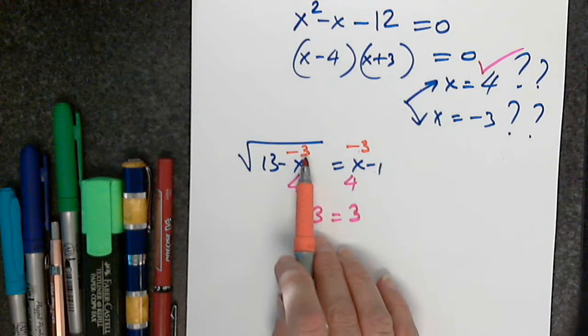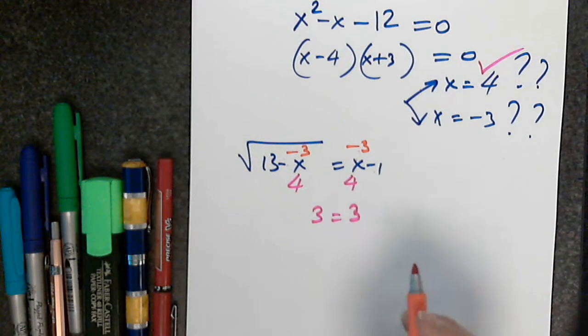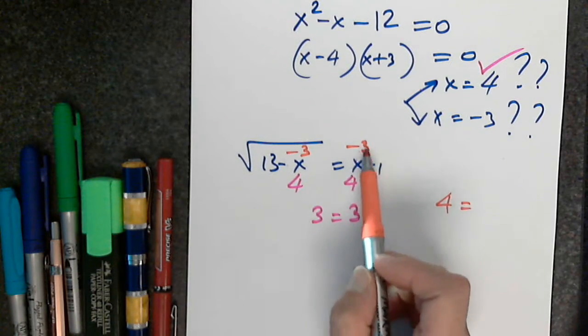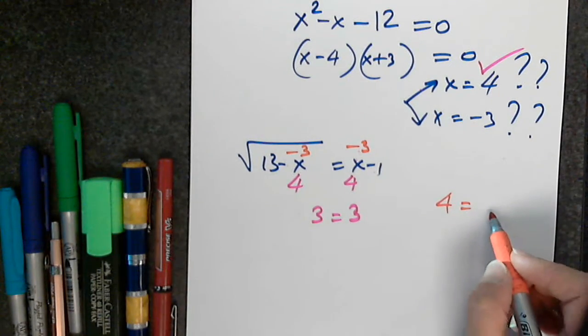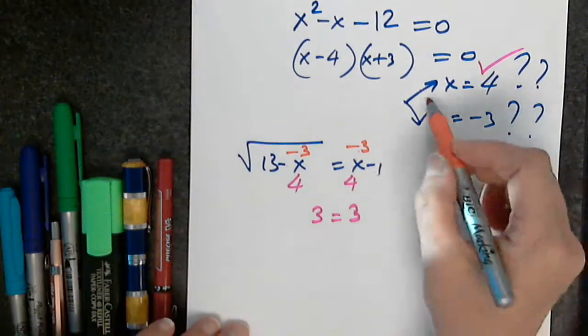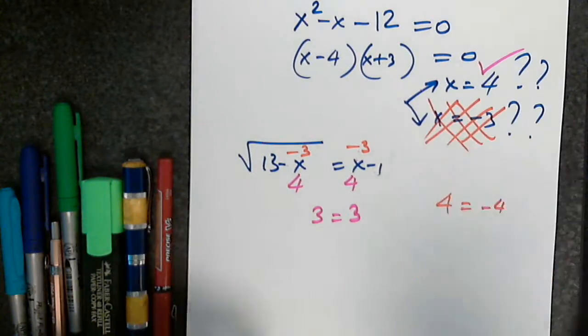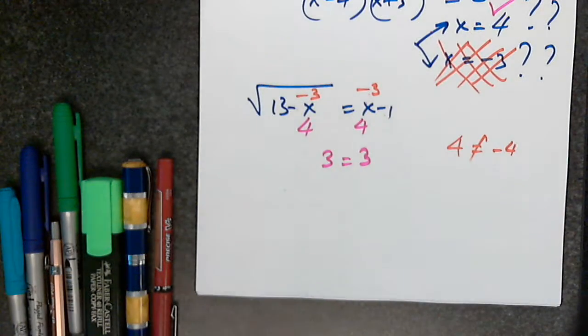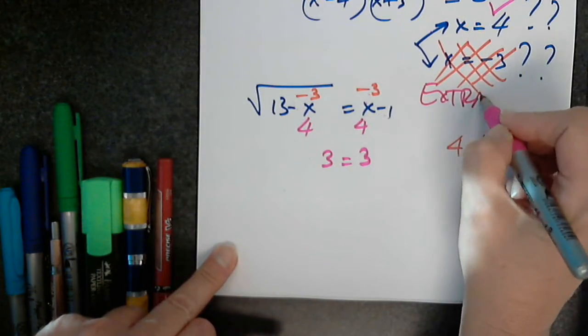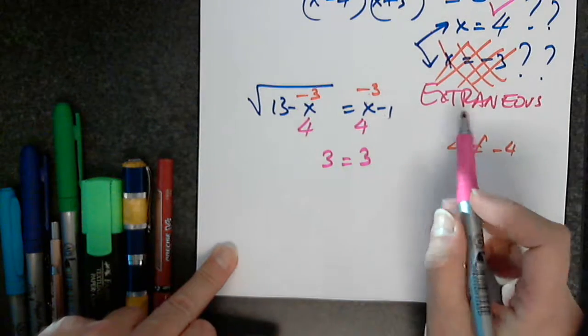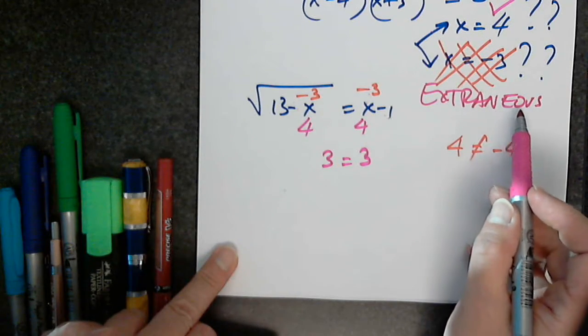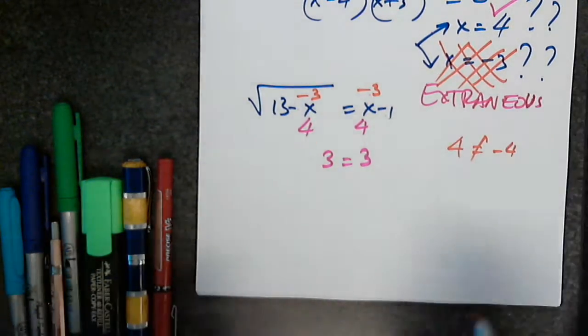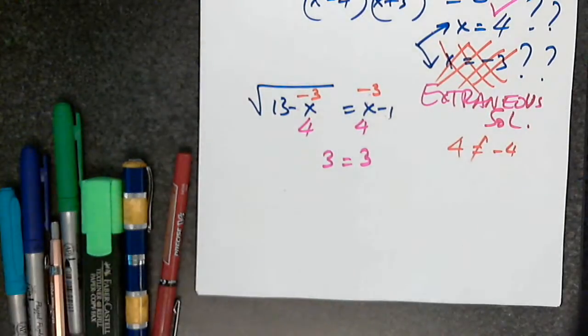13 minus negative 3. The square root of 16. Negative 3 minus 1. Very good. Yes. X equals negative 3 is an extraneous solution. Extraneous. Yes.